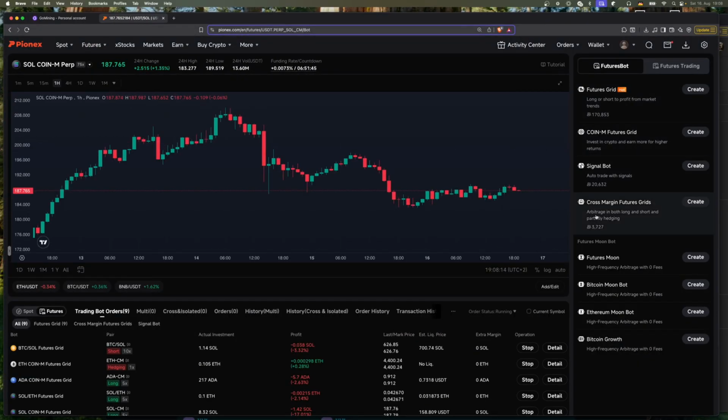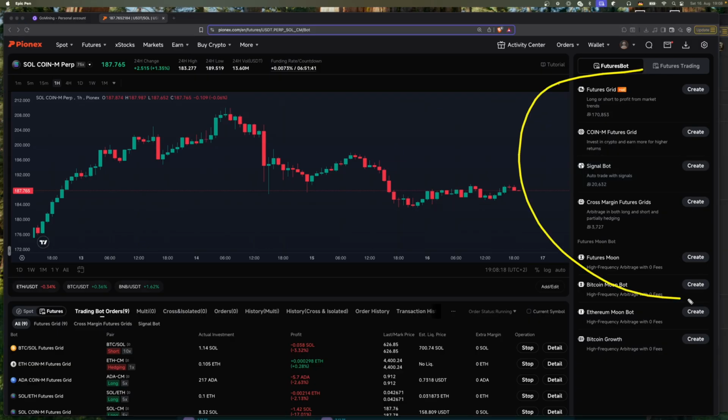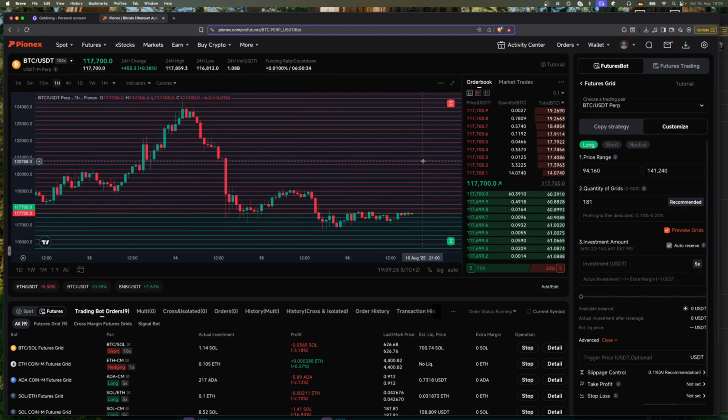And then we have a couple of options on the right side of your screen. So on this area here, where you can create multiple kinds of bots, I will go first of all with the futures grid, just for illustration purposes and explaining how this works. So I just created a configuration. It doesn't matter what I did so far. We will go about that in a couple of minutes.